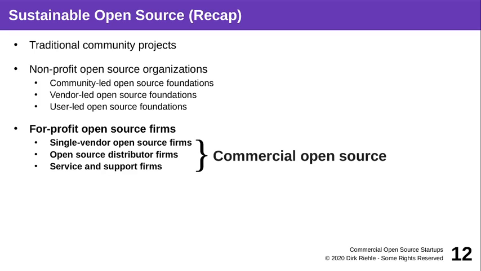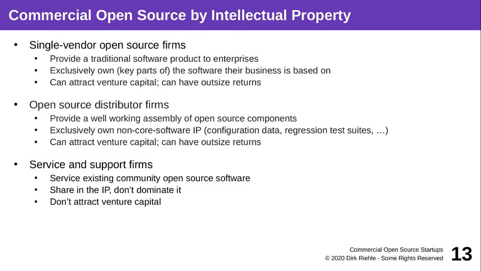But the foundations themselves are all about getting along with each other under defined rules and not giving anyone a leg up. Now, we want to look today and next time at commercial open source, which are for-profit firms, the foundations are non-profit, and which have also made open source a sustainable phenomenon. And there are three different types of for-profit, commercial open source firms. I call them single vendor open source firms, open source distributor firms, and service and support firms. And I want to look at them in steps.